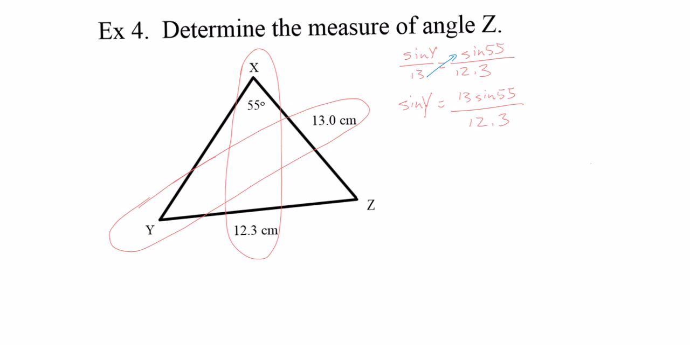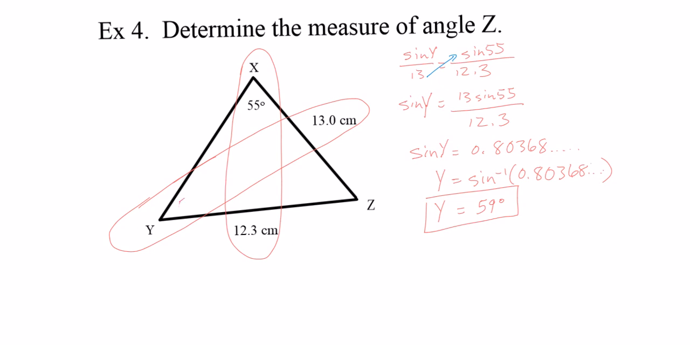So now sine of Y, when we punch in all the stuff that's on the right side of our equation, we get 0.80368. And when we take the sine inverse of that, we find that Y is equal to 59 degrees, when we round to the nearest degree. And then finally, in order to find the final thing, notice I have 59.